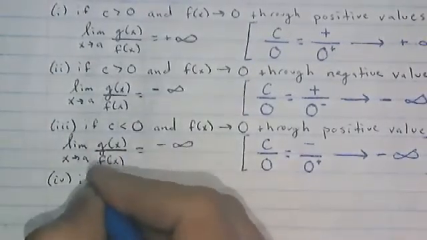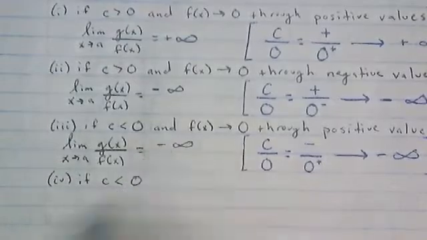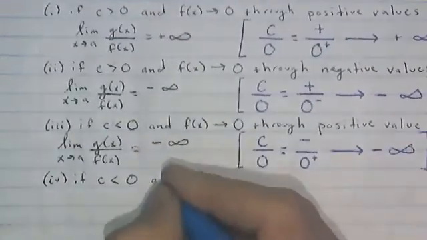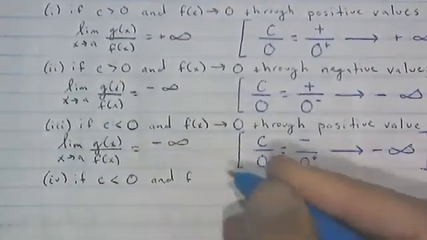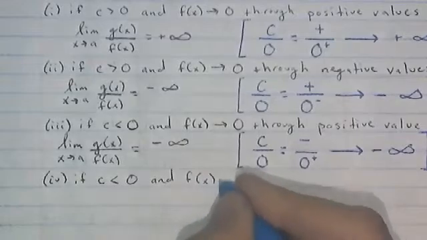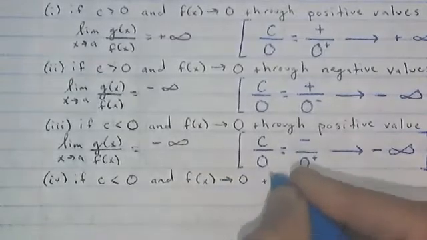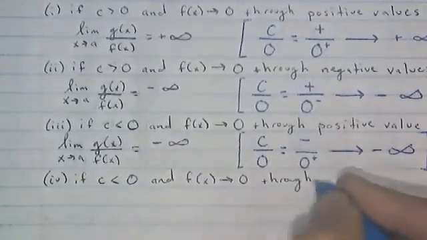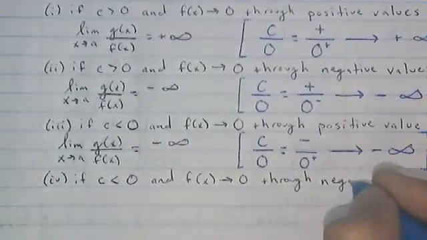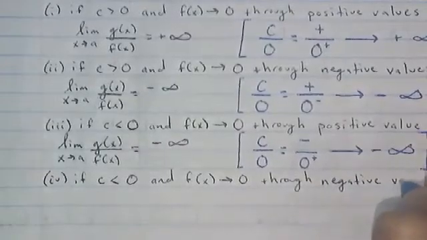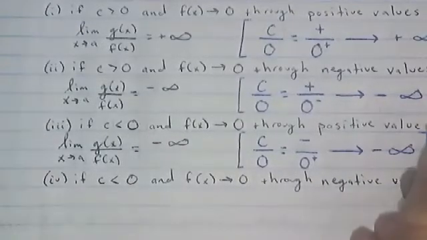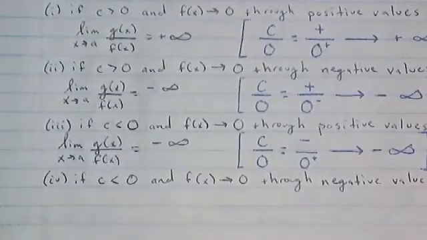So still a negative constant. C is less than 0. And now f of x is approaching 0 through negative values. Start with our parenthetical.